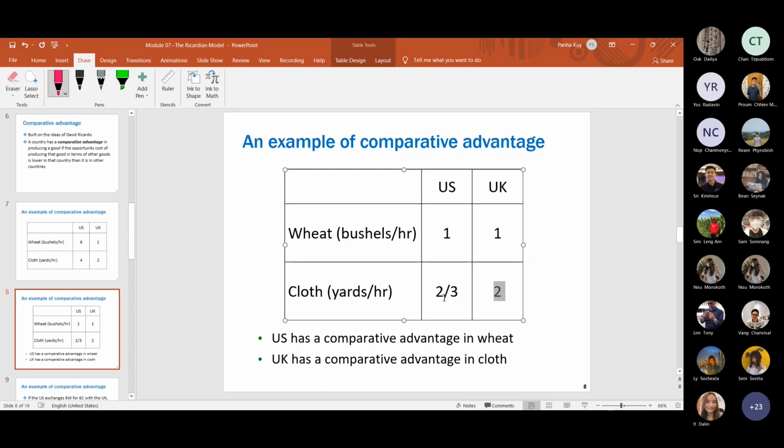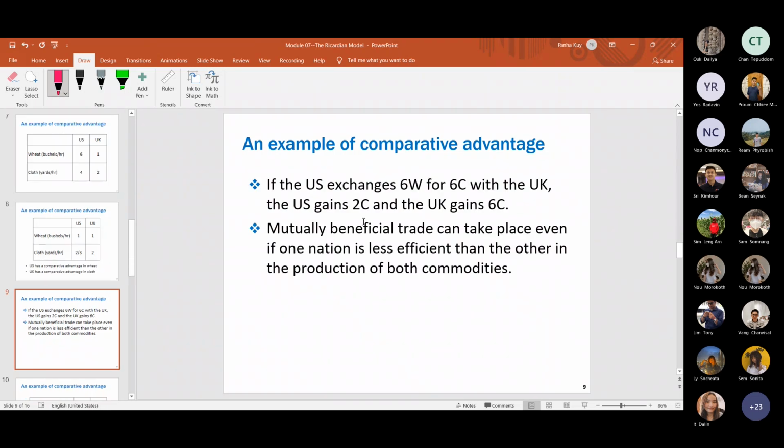If you take cloth as the same unit, you need 1 unit of cloth here, and you also need 1 unit of cloth here. How much wheat do you need to give up in terms of your production to have 1 cloth? Okay, the same concept. And then in the scenario we put for you, if the US exchanges 6 wheat for 6 cloth with the UK, the US gains 2 cloth and the UK gains 6 cloth.